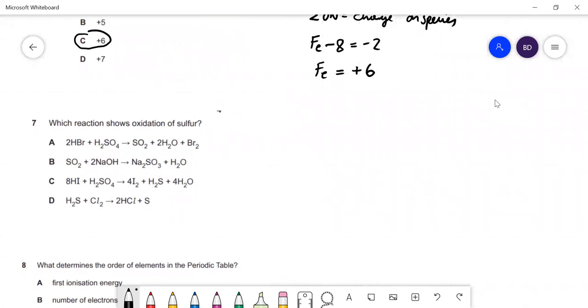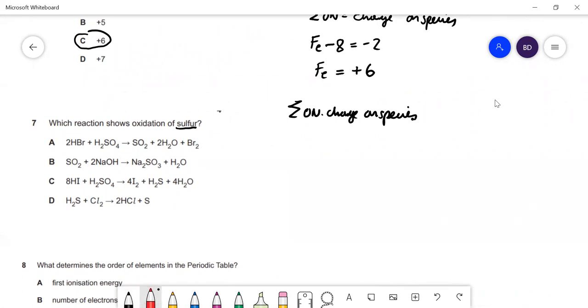Right, more on redox, and you would have to use this equation again. The sum of the oxidation numbers is equal to the charge on the species. Now it's asking us, which shows the oxidation of sulfur? So we need to look at the oxidation number of sulfur in all those compounds and see how it changes. If it goes up, it's being oxidized. If it goes down, it's being reduced. And if it doesn't change, it's not a redox reaction.